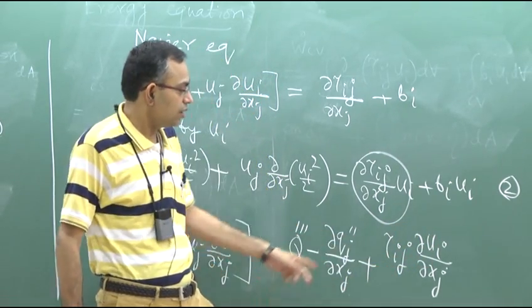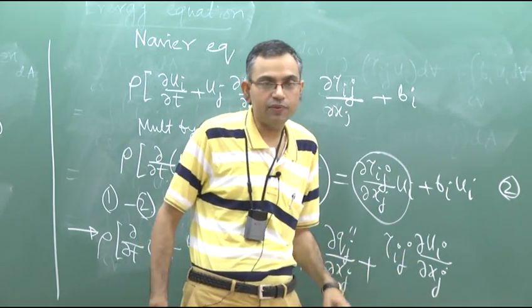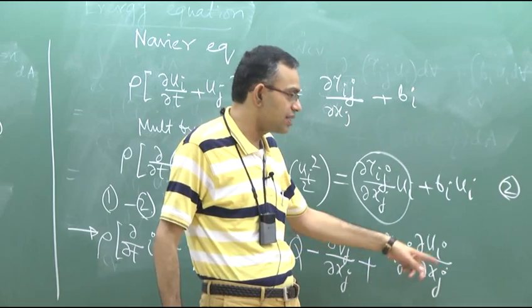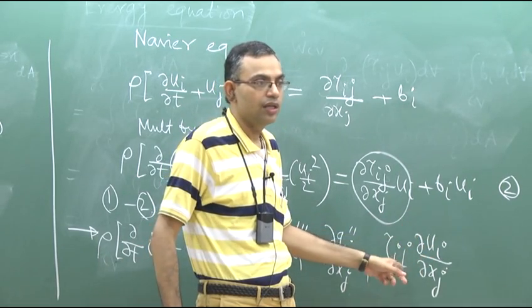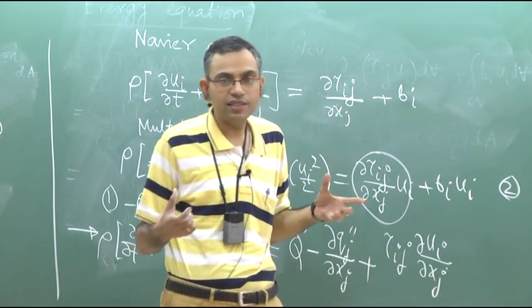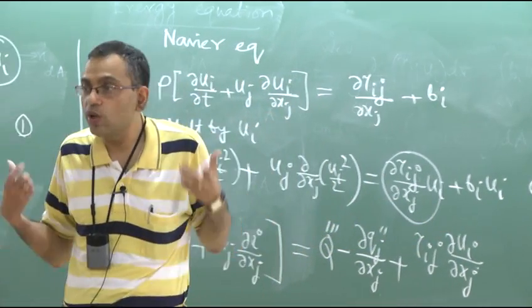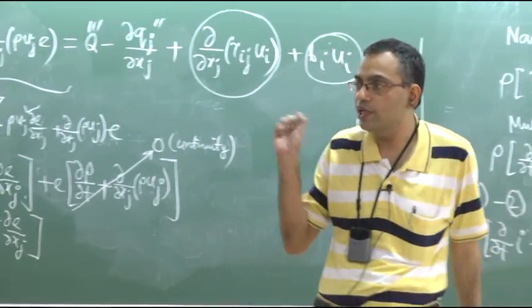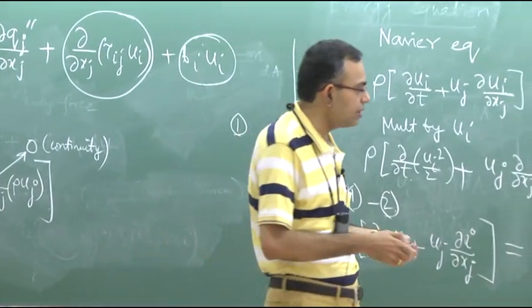So tau ij del ui del xj, physically what does it mean? This is like a heat source, that means this will result in heating. You may ask why it can't result in cooling. We will give an answer to that, that it will trivially give rise to heating and not cooling.